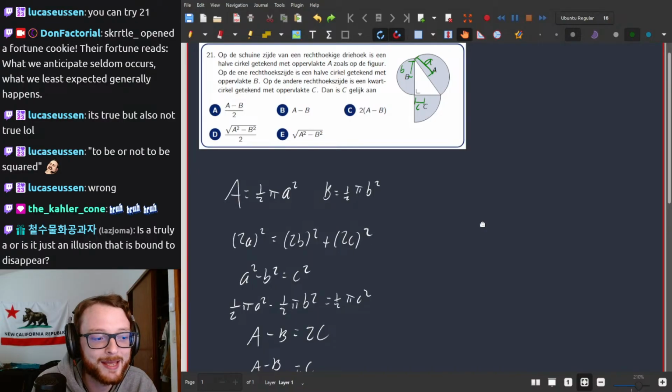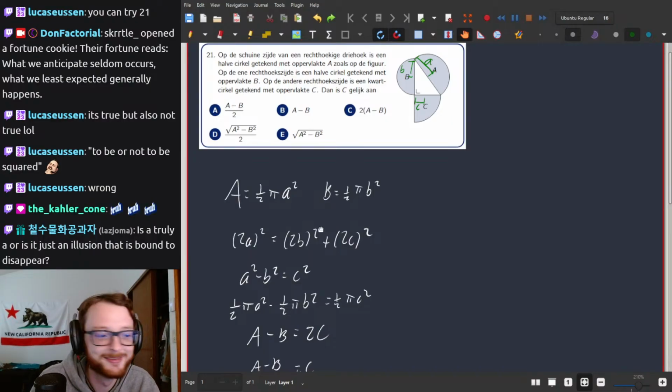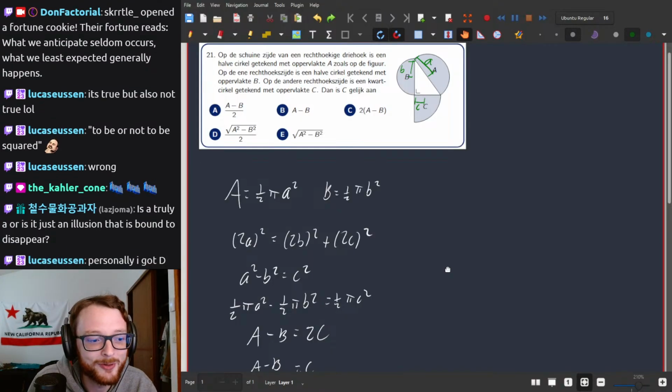Is A truly A, or is it just an illusion that is bound to disappear? The latter. It's just something that we humans invented. It doesn't actually exist, though. Bruh. And there's that gold hat has it emote. It's great, though. You got D. Really?